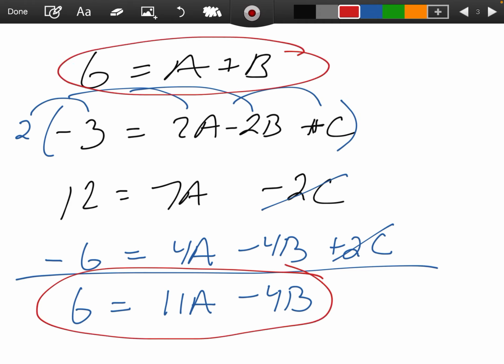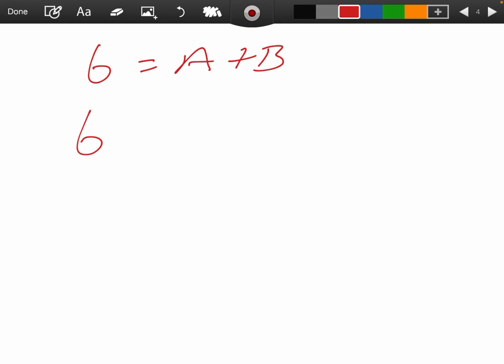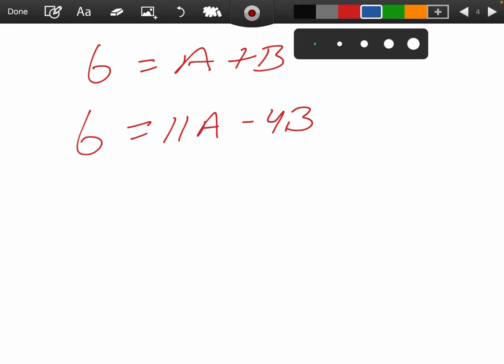So now I can take, say, this equation here and this equation here, and I can eliminate one of those variables, whether we eliminate a or b. We'll do that in a second, okay? So let's take a look at the first equation. It's 6 equals a plus b. And the second one is 6 equals 11a minus 4b.